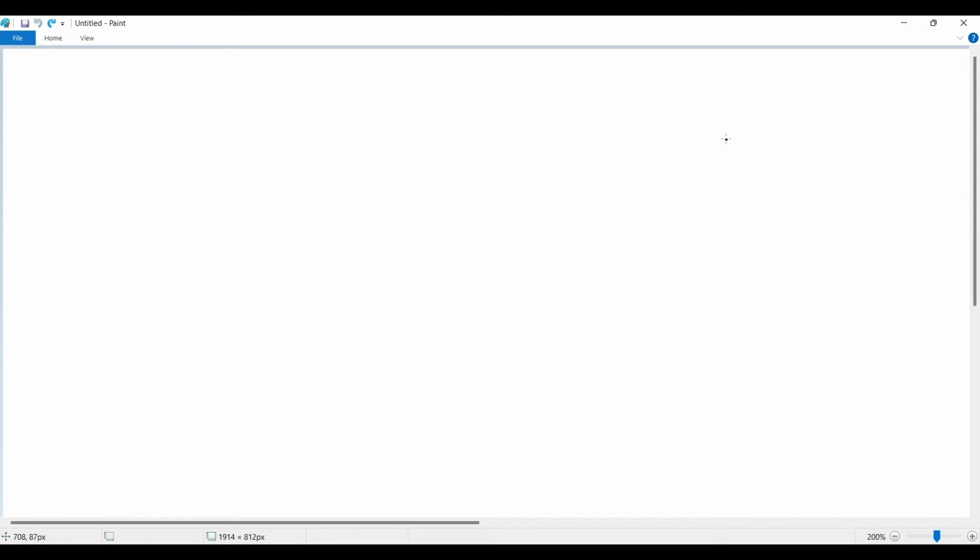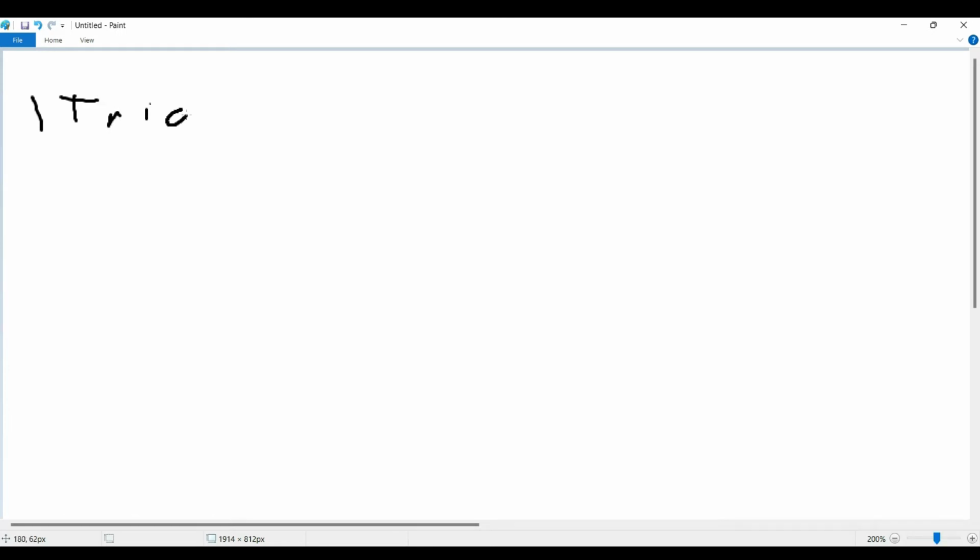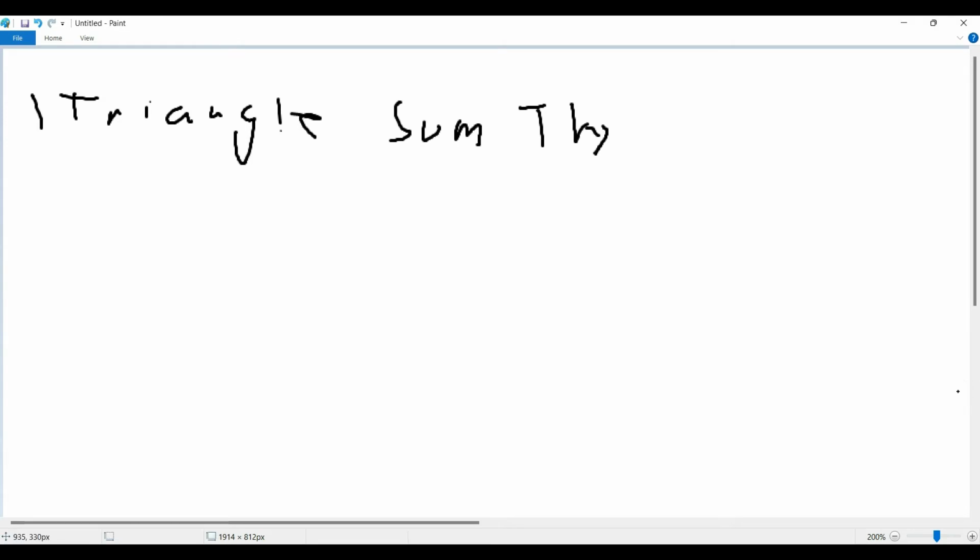So today what we're going to be doing is a bit different. We are going to be going over the triangle sum theorem. Let me just write that down if I can even write. Triangle. All right. Sum theorem. I'll just put th for the time being. Okay. So what is the triangle sum theorem, you may be asking?